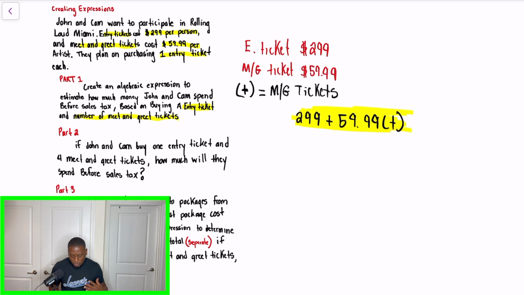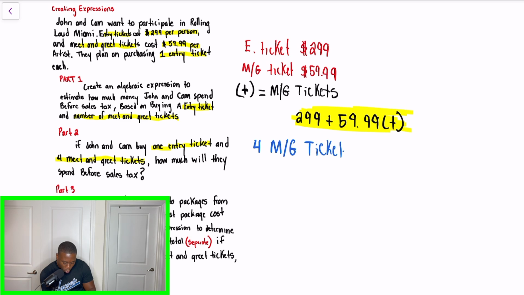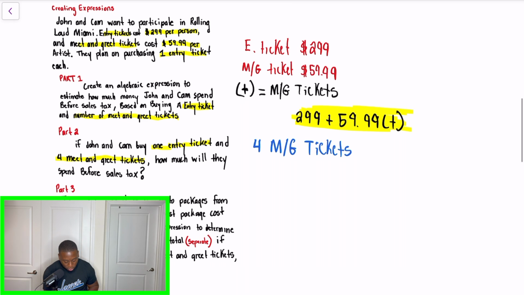Part 2 says if John and Cam buy one entry ticket and 4 meet and greet tickets, how much will they spend before taxes? Luckily for us, we already have our expression from the previous problem. But now they say we have 4 meet and greet tickets. So we're going to take that number 4 and plug it into our expression for T.